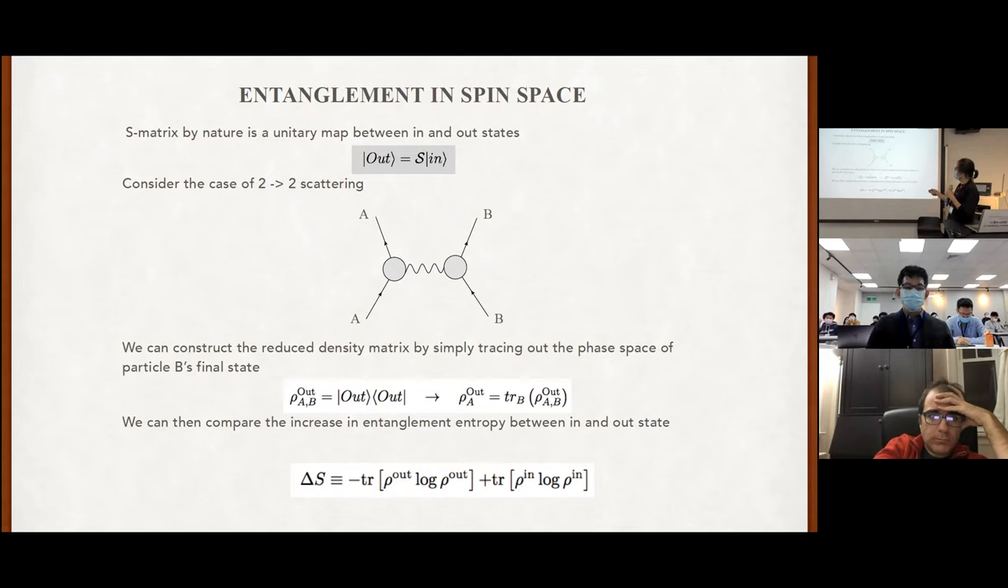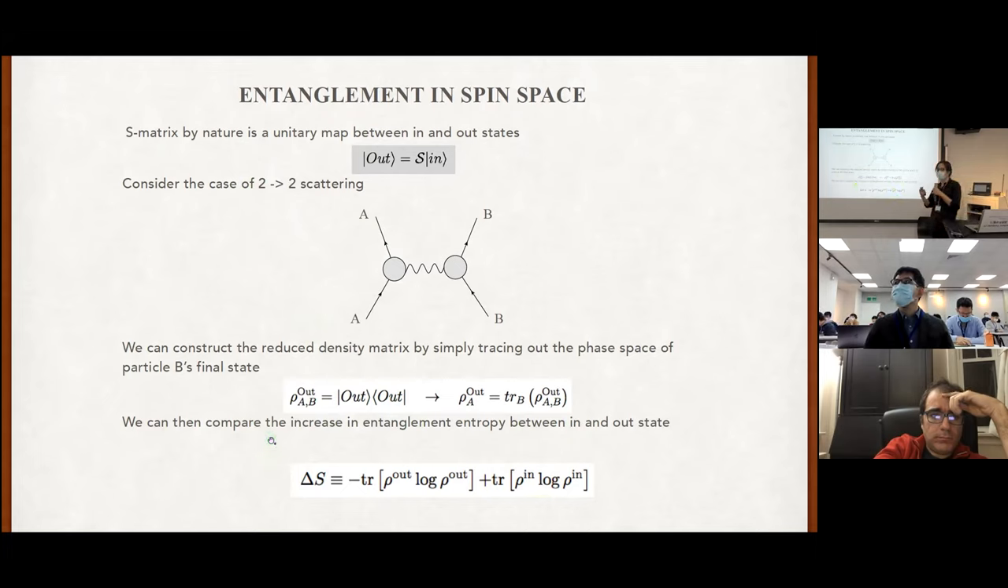Since this is a 2-2 scattering, we can talk about the difference between the entanglement entropy of the in state and the out state. That means you can compute the out state entanglement entropy. Once again, compute the out state, compute the reduced density matrix, and then you take the difference between the von Neumann entropy of the in state and the out state.